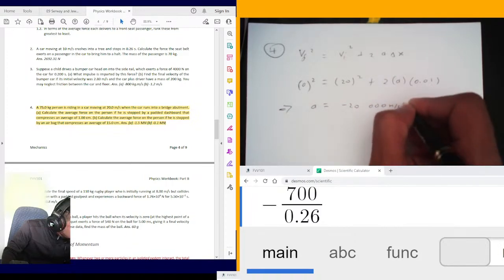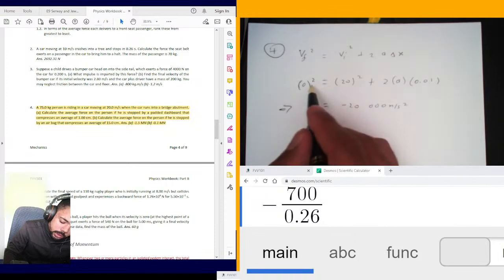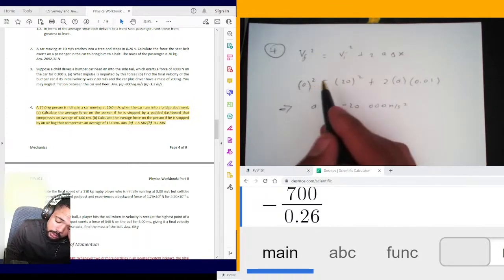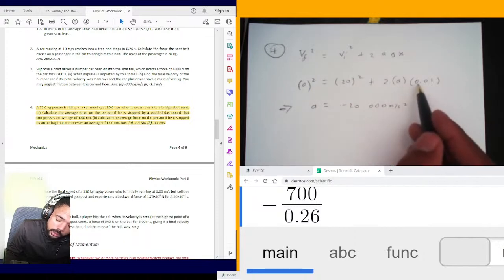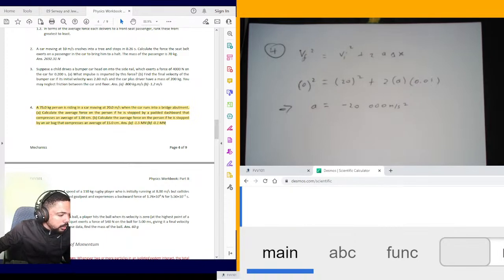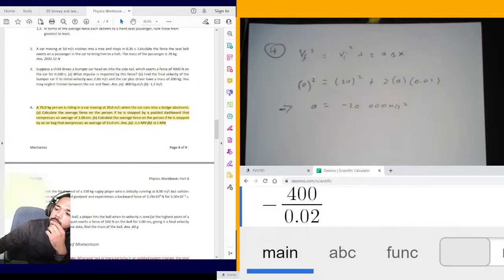meters per second squared. Okay, so it's just going to be 0 here. That's going to be negative 400 divided by 0.02. Okay, let's see, negative 400 divided by 0.02. Let's check if my calculations were correct. Negative 400 divided by 0.02 gives us negative 20,000. Okay, there.